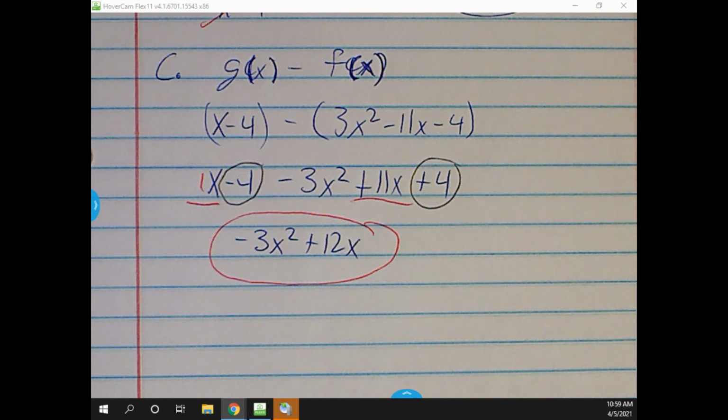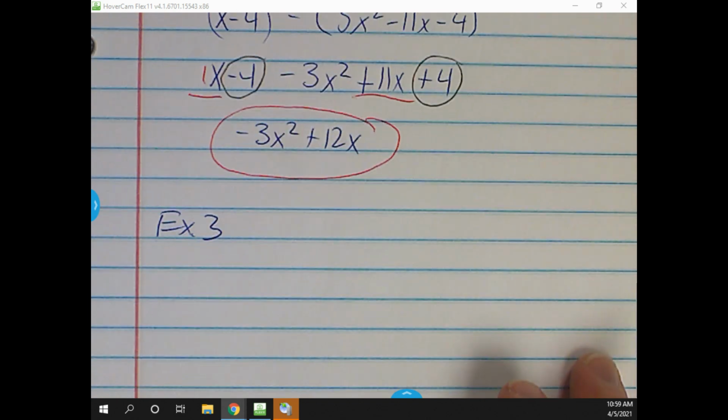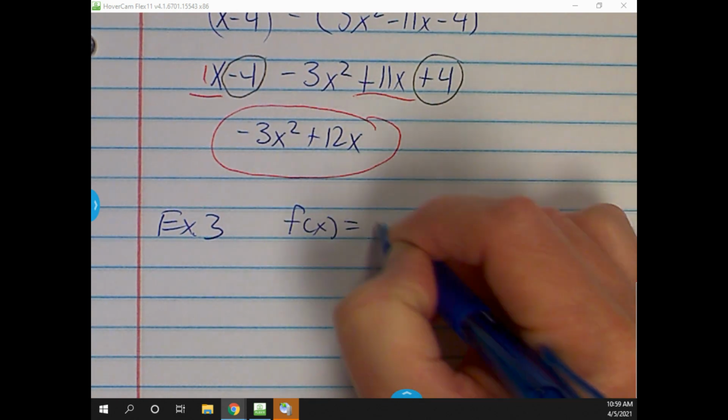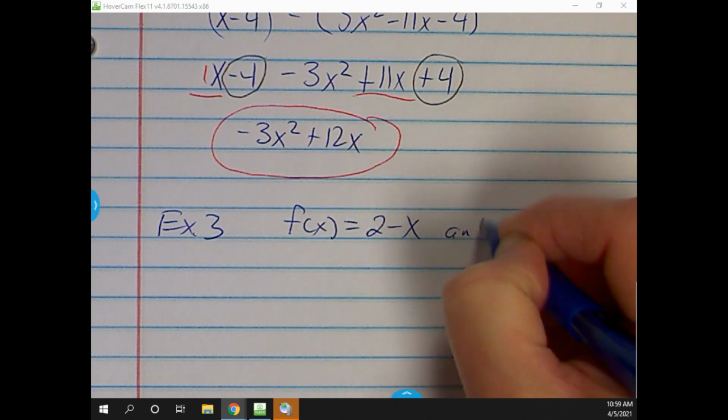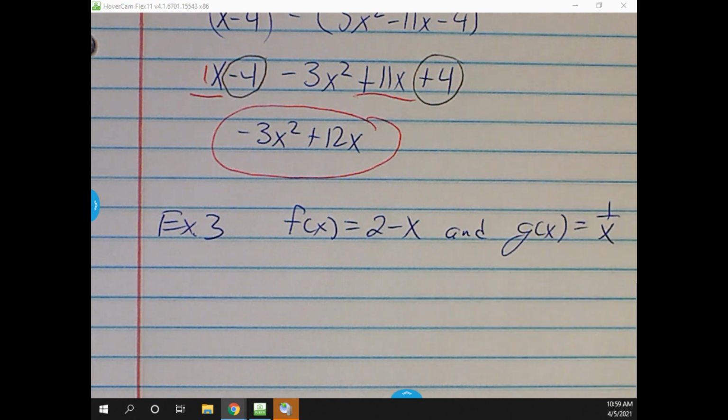All right, last thing I need to show you here. And this one may or may not pop up, so just in case it does. Some of the functions may look a little bit odd. So maybe we've got something like this. So f of x is equal to 2 minus x, and g of x is equal to 1 over x.